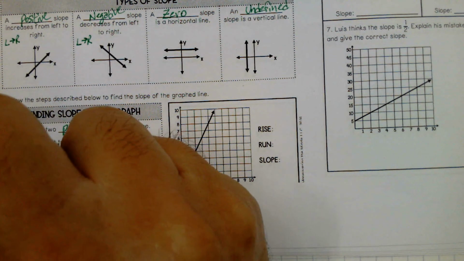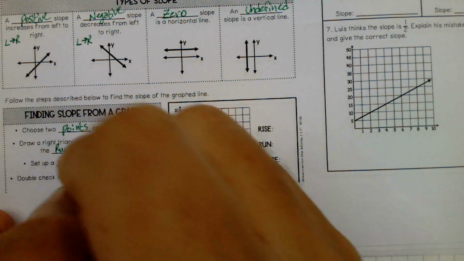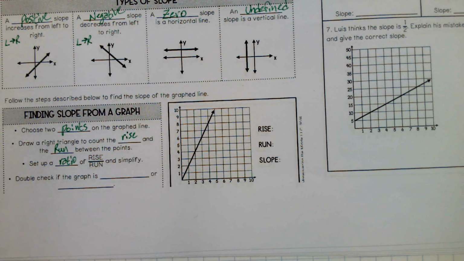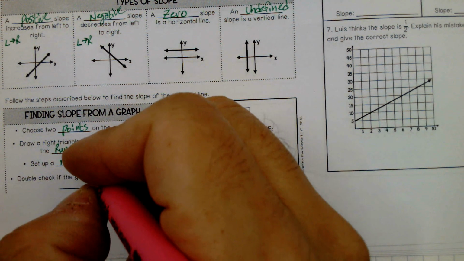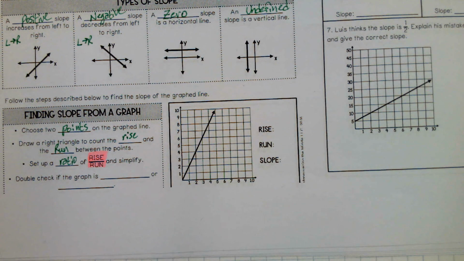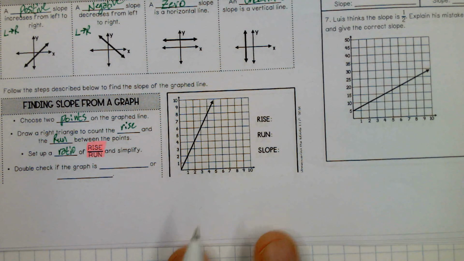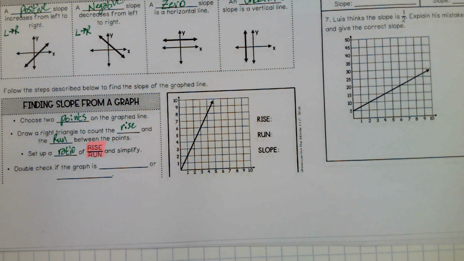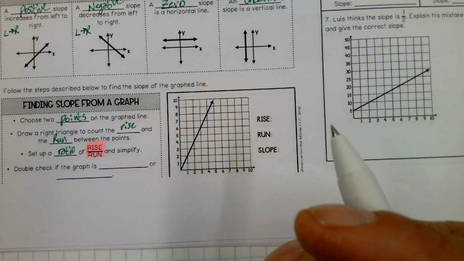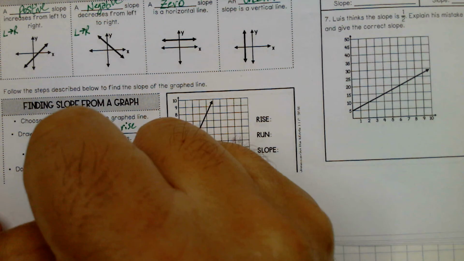So what we're going to do is we'll set up a ratio of the rise to the run. It always boils down to rise over run. And then if we get a fraction that we have to simplify, we'll simplify it. And then we're going to double check if the graph is positive or negative.